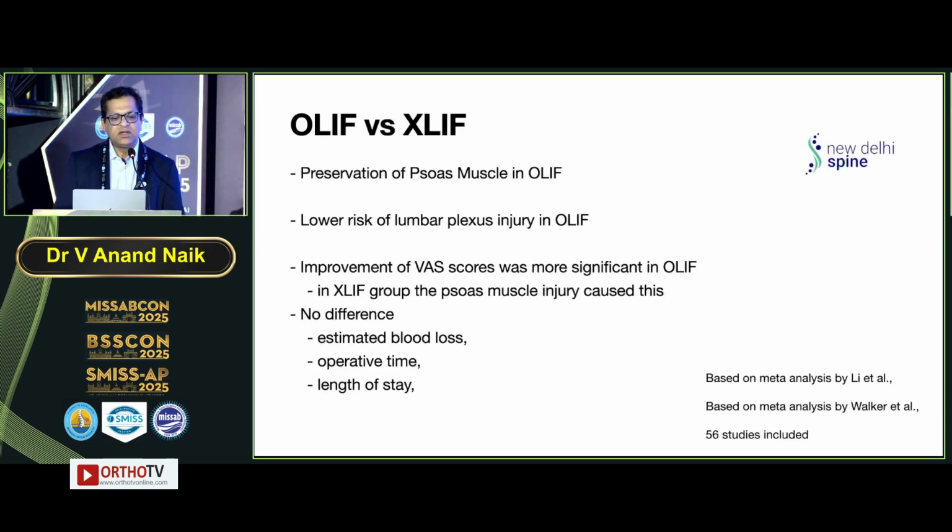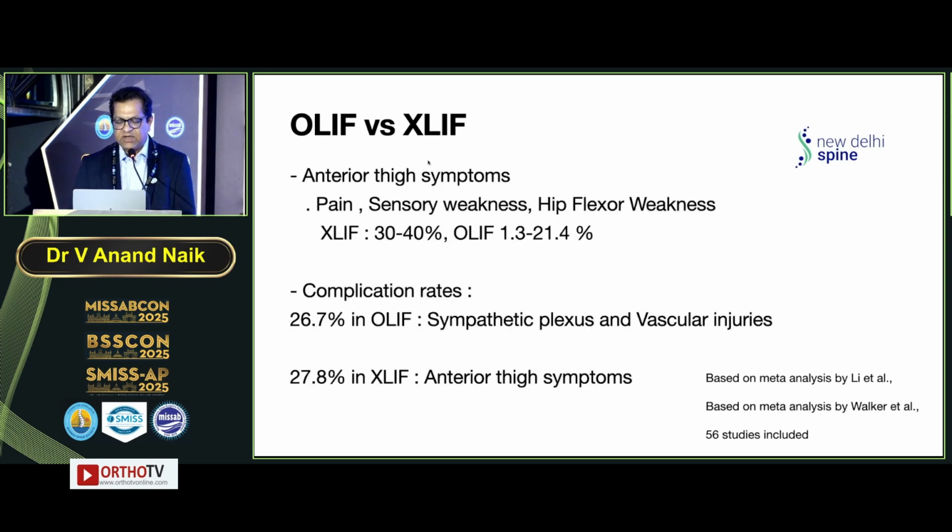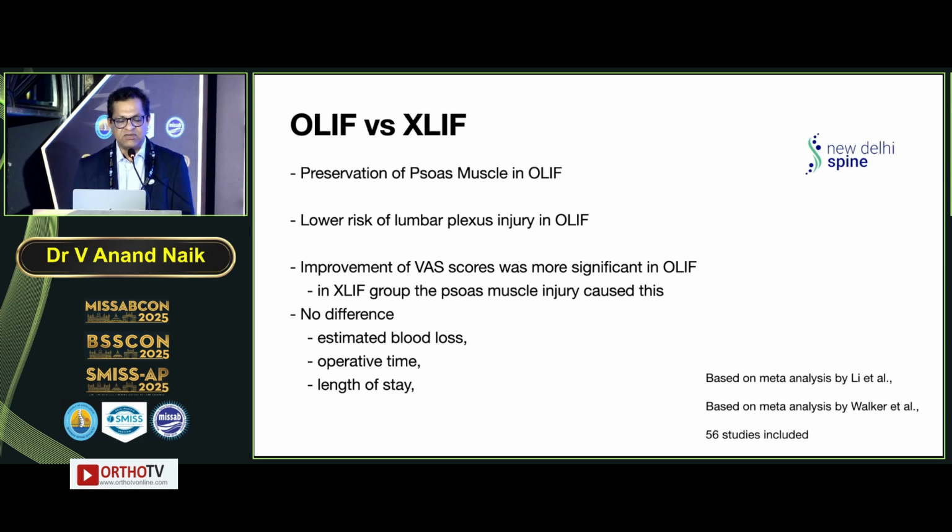When we compare OLIF versus lateral transpsoas fusion, in OLIF there is always preservation of the psoas muscle, as you all know, and there is lower risk of lumbar plexus injury. There was improvement of VAS scores, which is more significant in the OLIF than the XLIF group, probably because there was a psoas muscle injury. That was the only finding in the meta-analysis, and this is based on the meta-analysis by Z and Walker, and 56 studies were included in that.